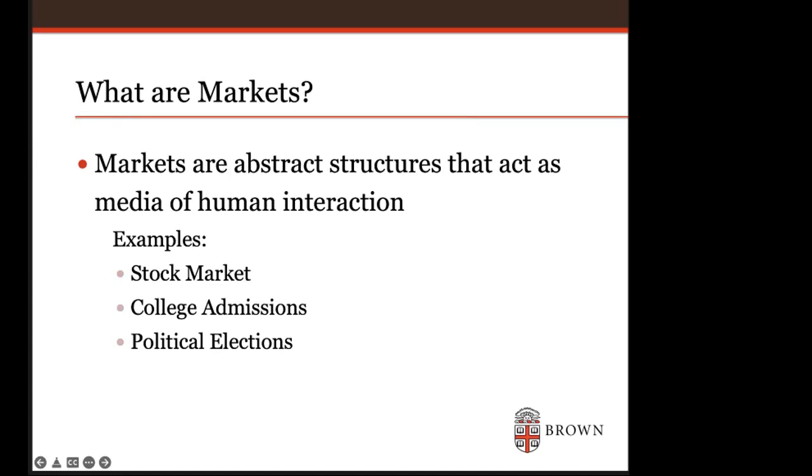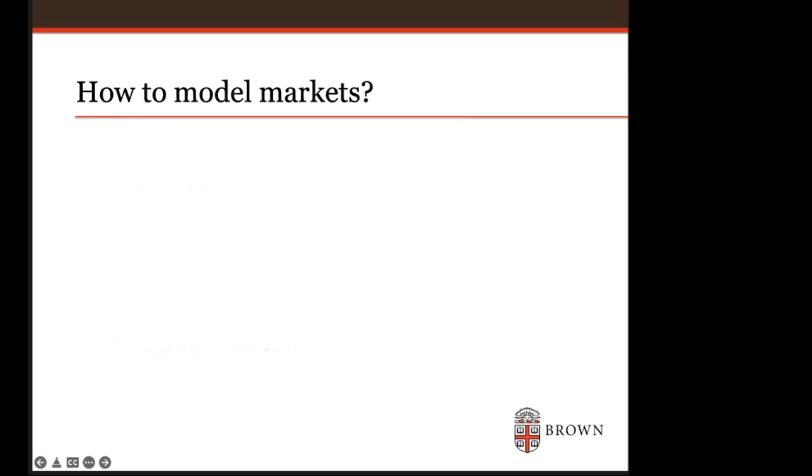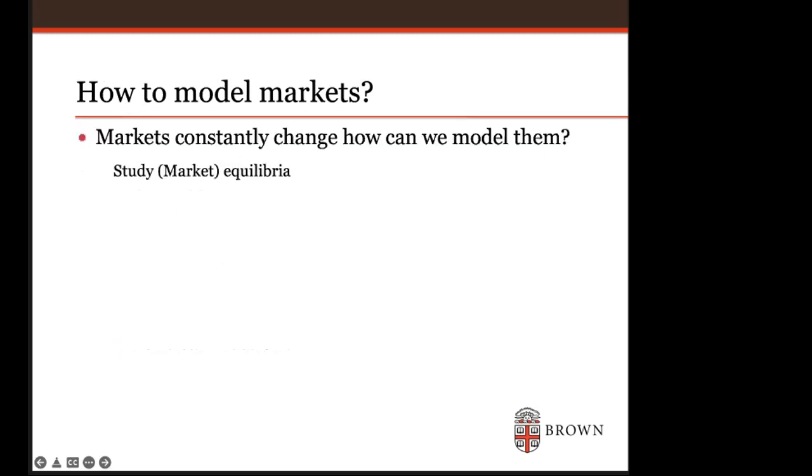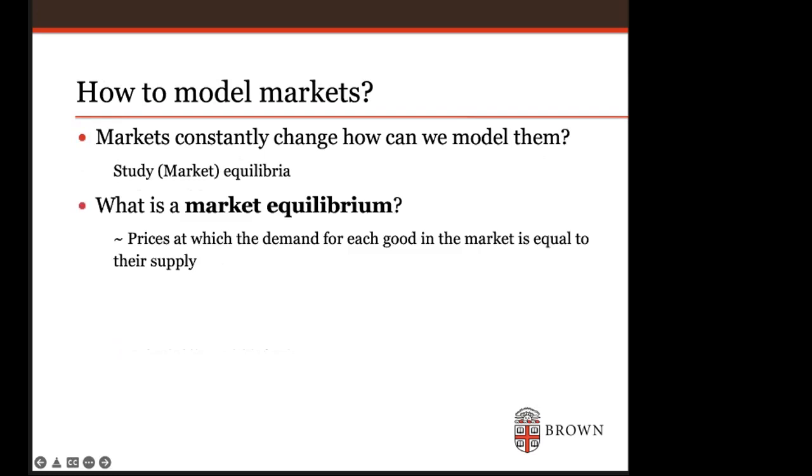And this has been a goal of economists for the last 200 years. But one might ask themselves, how do you model markets? Because markets change constantly, so it might not be clear what a mathematical model of markets would look like. One solution to this is to look at the equilibria of markets. What is a market equilibrium? Well, at a high level, very simply, it is prices at which the demand for each good in the market is equal to the supply of that good.